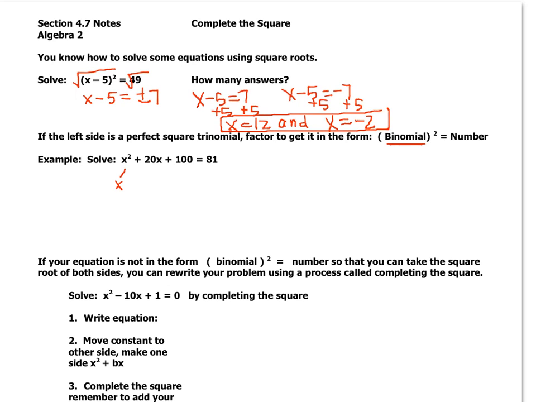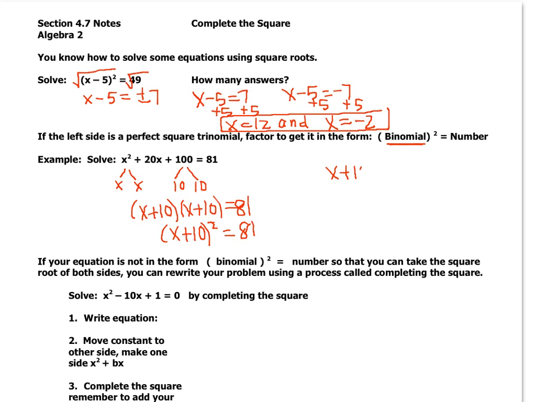So I have x times x here, and out here, that's 10 times 10, and 10 plus 10 gives me my 20, my b term. So I know this factors into x plus 10 times x plus 10 equals 81, or really that's x plus 10, the quantity squared, equals 81. And then this is easy to solve, just like I did in the problem above it. I take the square root of both sides, and then find both of our answers.